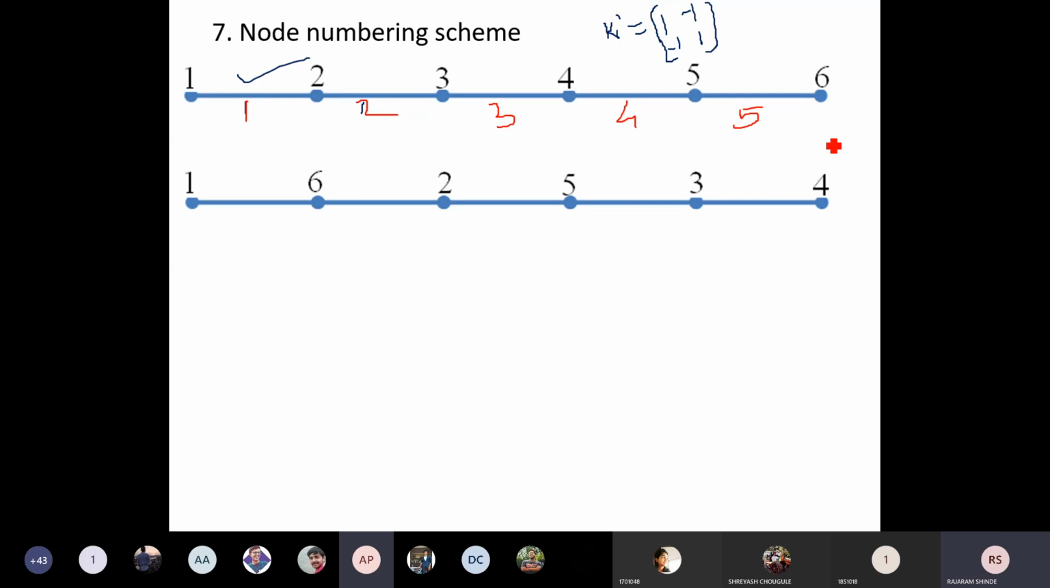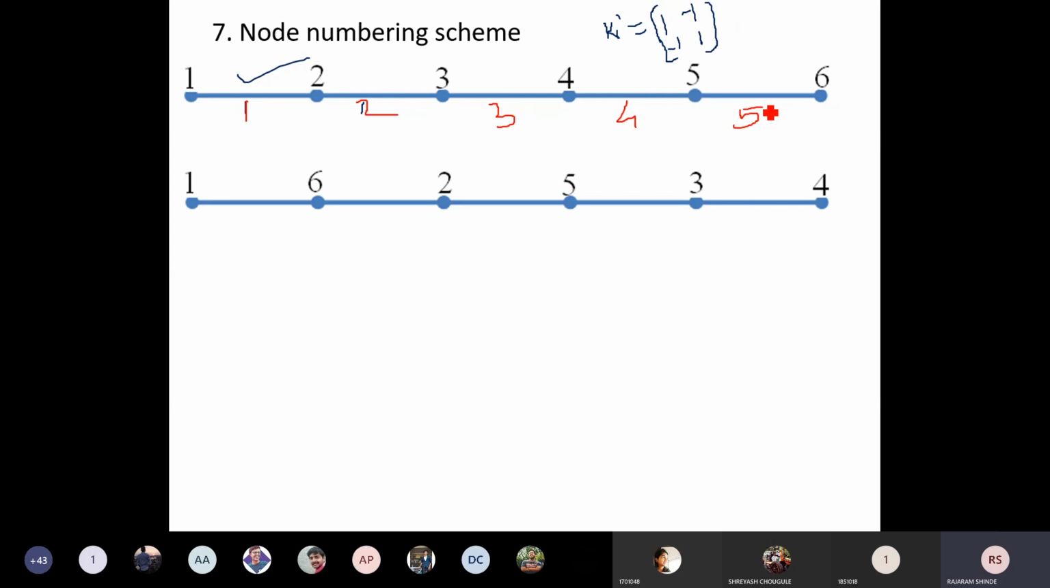7 by 7. 6 by 6. Yes, 6 by 6. 6 by 6, 6 by 6. How will it be 6 by 6, sir? Yes, there are 6 nodes, 1 2 3 4 5 6 nodes. Okay, 6 nodes means... Okay, if we can say yes, you have got it.